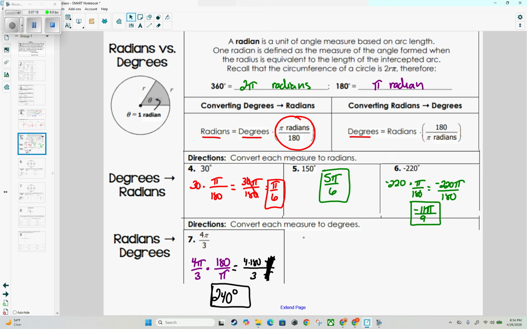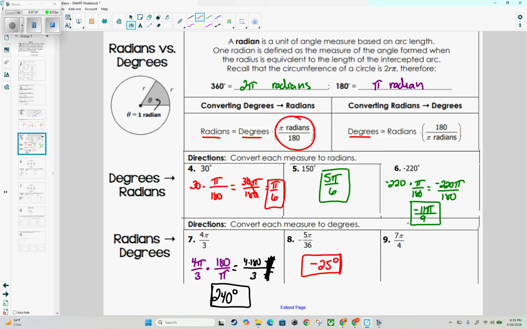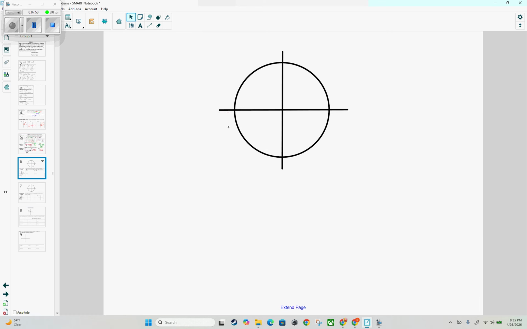All right, have you try number 8 and 9, and we'll come back and get those answers. So again, please pause the video just for a second, get your answers, and let's see if you get to the right answer. All right, hopefully you had some time. You should have come to negative 25 degrees for number 8. And for number 9, the correct answer should have been 315 degrees. All right, so that pretty much covers the conversion part. Turn to the next page, and we're going to talk about this circle.